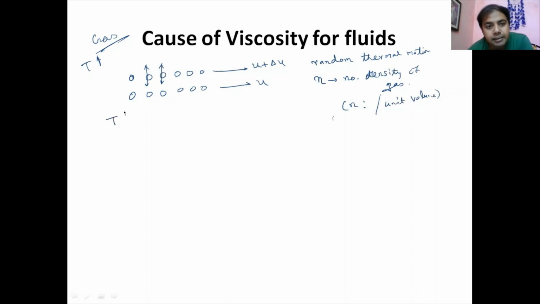Now, as you increase the temperature T, these molecules will get some velocity due to the random thermal motion, and that is nothing but alpha into VTH. Alpha is the correction factor into VTH.